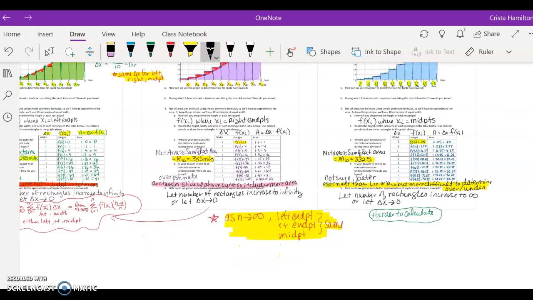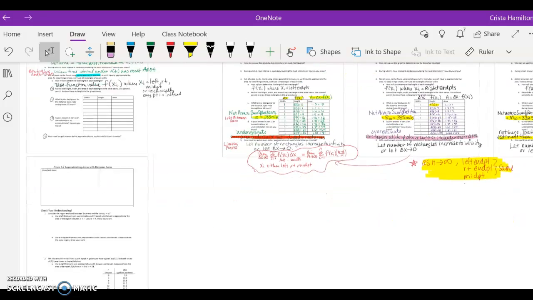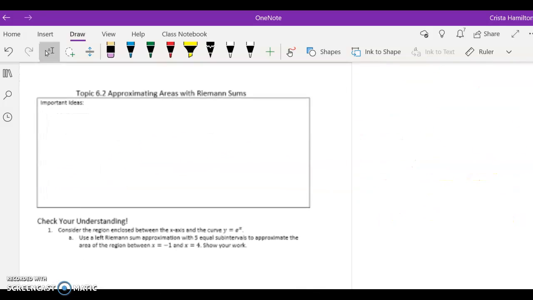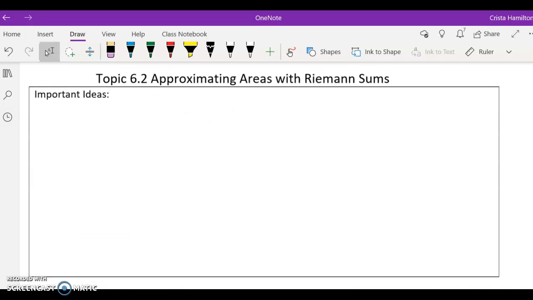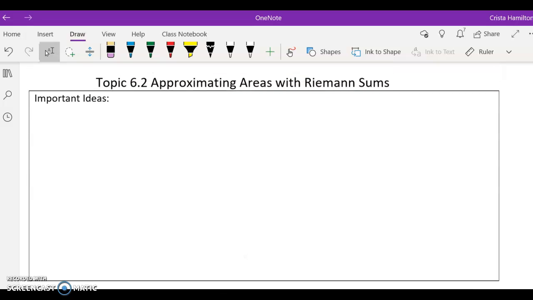Okay, so now let's summarize what we've talked about with these Riemann sums that we have, some important ideas. So I'm just going to zoom in here. And then when we're finished with this, you guys will complete the Check Your Understanding for homework. All right, so the first idea, and this is kind of not really Riemann sum, but in general, but I did want to add it in so that you don't get confused.